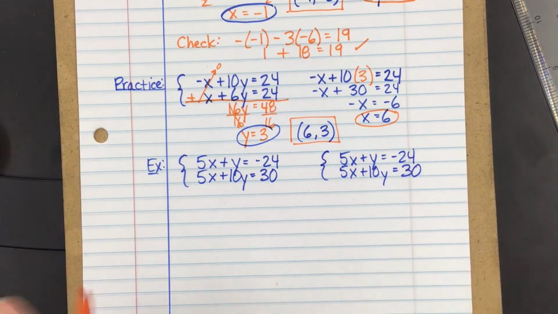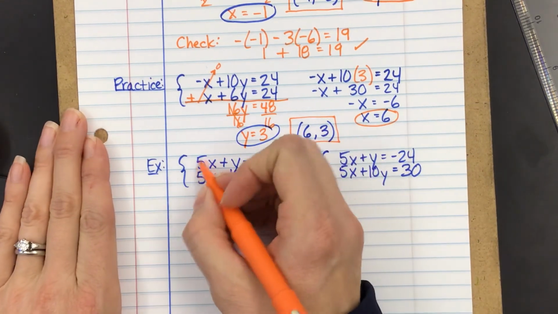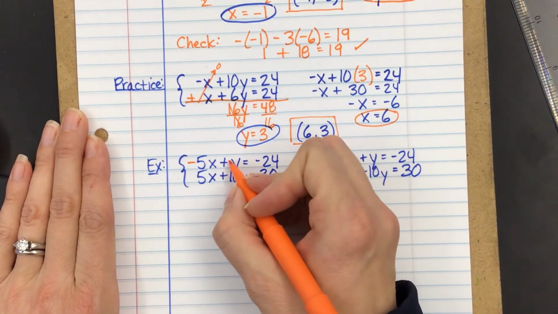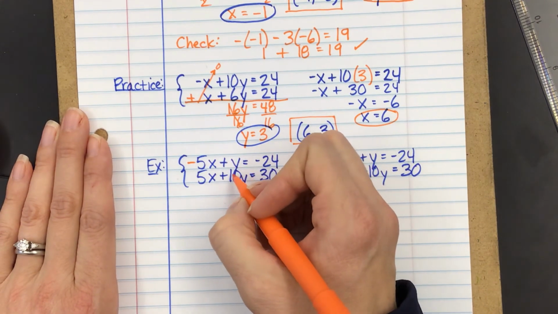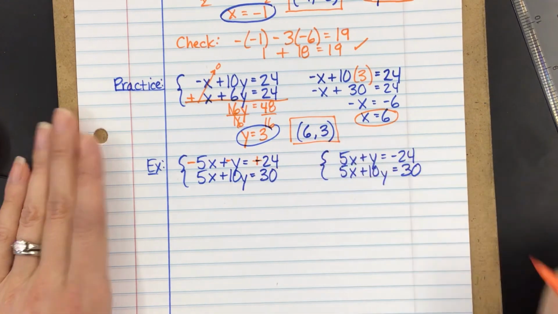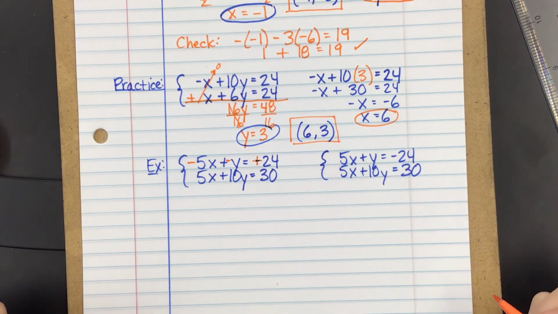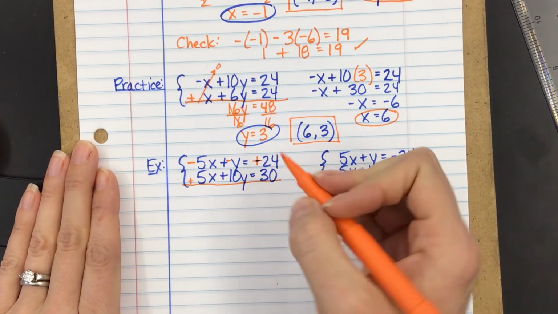Okay, so for this first set of equations right here, I'm going to multiply that first equation by -1, which is going to make all the signs switch here. So this is going to be -5x. This is going to be -y and a positive 24. Now I can go through and add the equations like I did above.